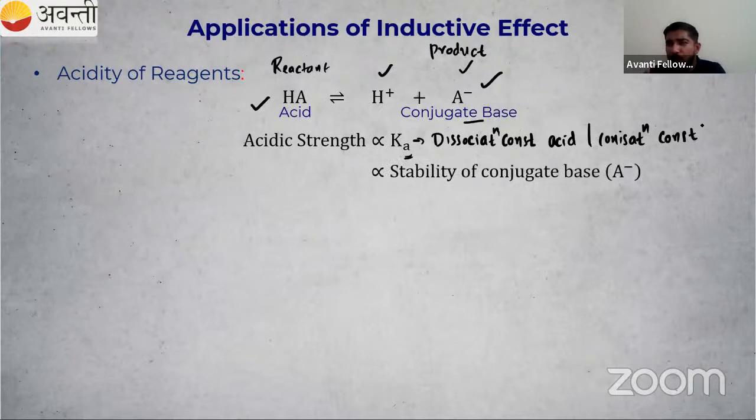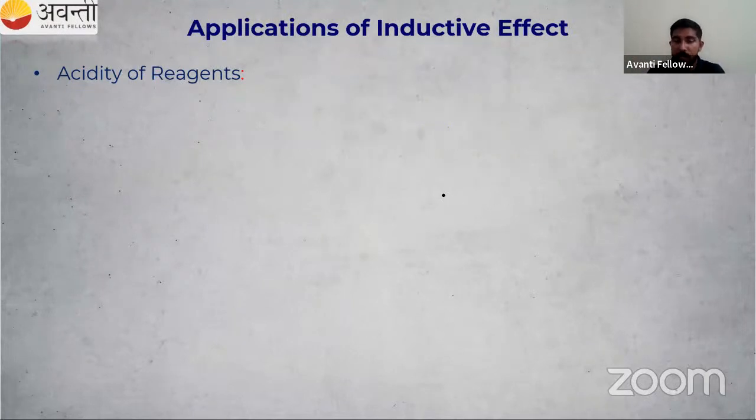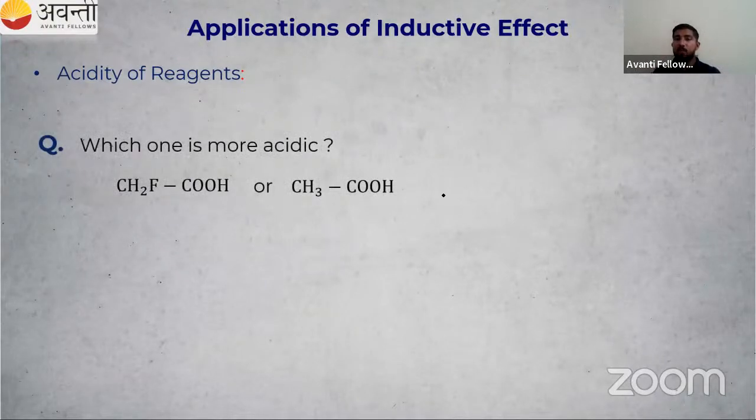Or in terms of stability of conjugate base, we can also say acidic strength is high if the stability of the conjugate base is very high. If it is very high, then it is directly proportional. This point is important: acidic strength is proportional to minus I effect. We will explain why it is directly proportional to minus I effect. It is inversely proportional to plus I effect. So we have to find the acidity of the reagent.